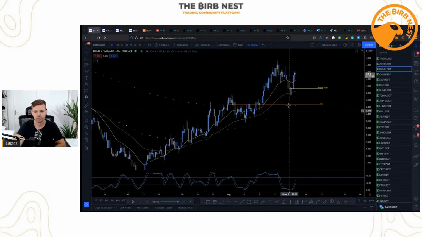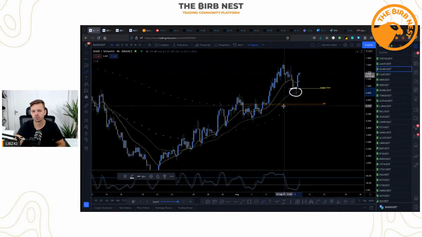Band is actually showing, like most altcoins that I have on this list, the same type of entry triggers on a horizontal level, right? And note that most of the charts that I'm showing you here that have interesting setups are pretty much looking exactly the same.